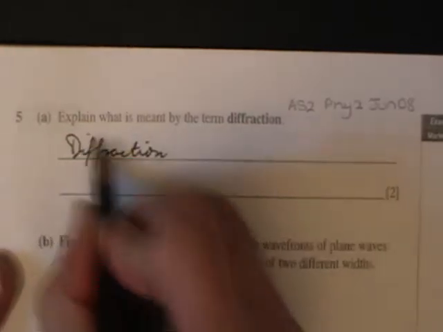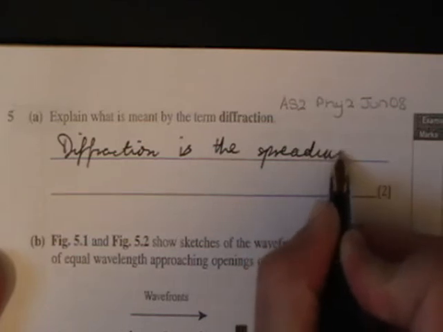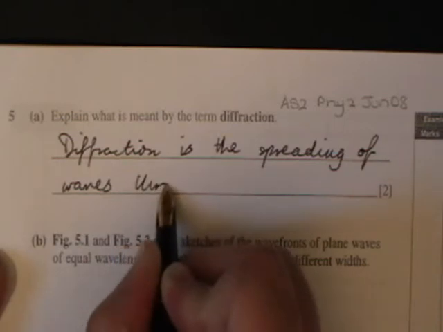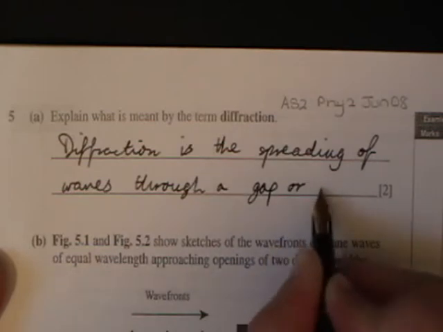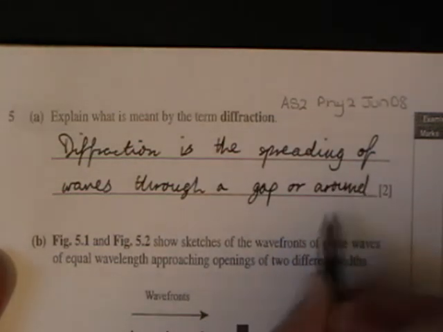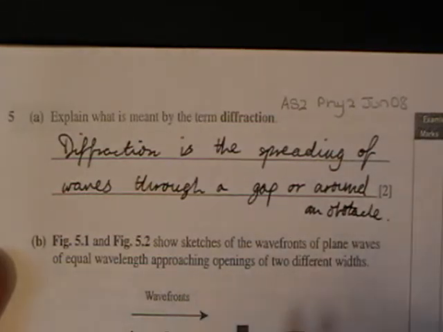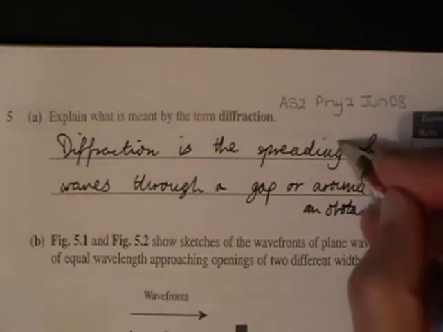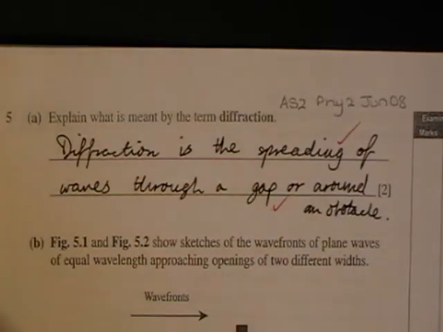Okay, so diffraction is the spreading of waves through a gap or around an obstacle. Now in this paper, this is the first time that we have 2 marks available for this. The 2 separate marks here are: diffraction is the spreading of waves, and then it's through a gap or around an obstacle. So we're looking for those 2 key points.